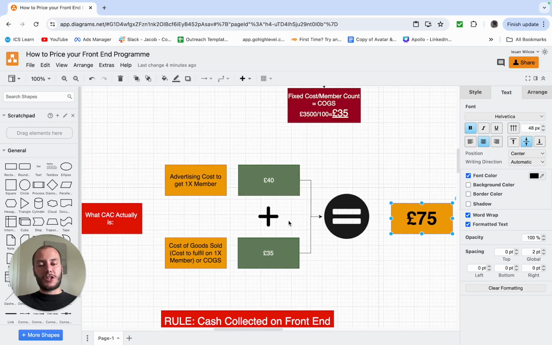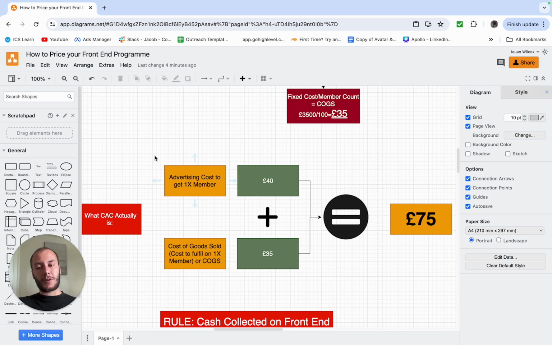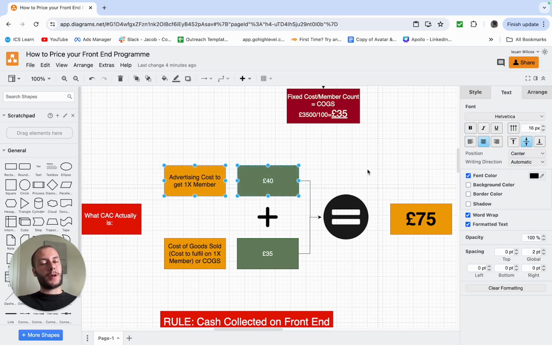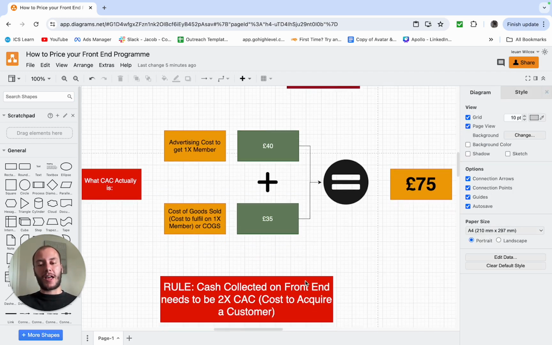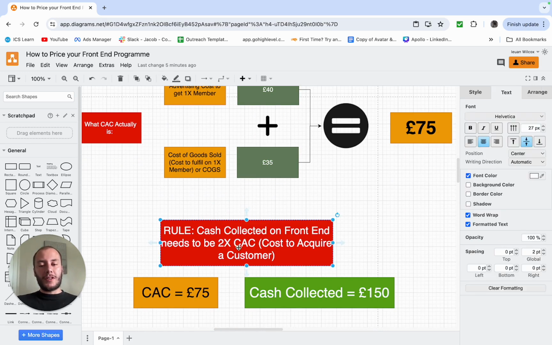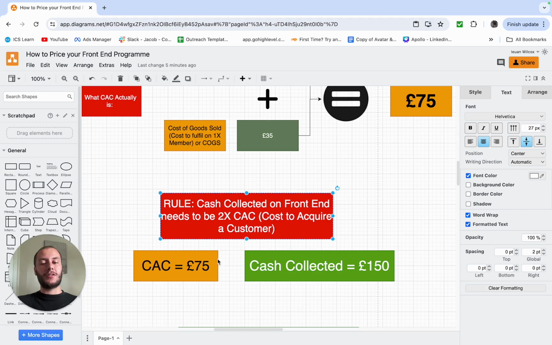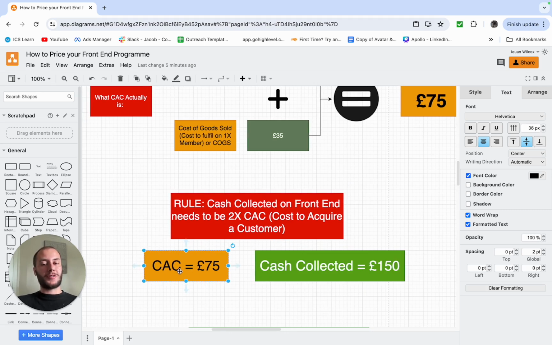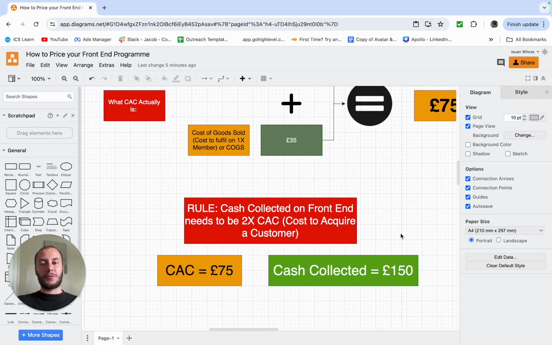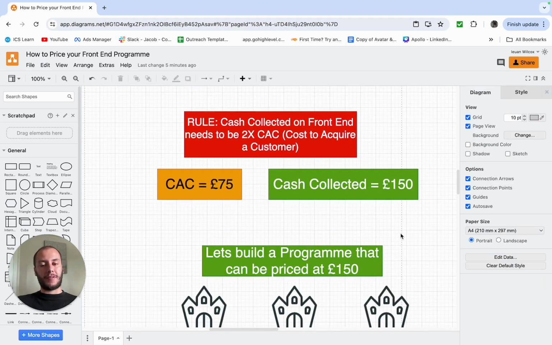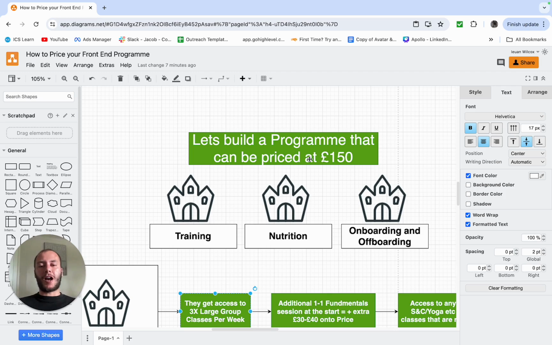Okay. Now, this is a huge thing that people miss out. They only focus on the ad cost because that is all most marketing agencies and most gyms care about, and they don't realize that they have other costs associated with it. Now, remember, the rule is to collect 2 times whatever your cost per acquisition is on the front end. So in this example, cost per acquisition is £75. So we need to collect £150 cash to be profitable when we're actually doing everything. Okay, so now we're going to build our program that needs to be priced at £150.